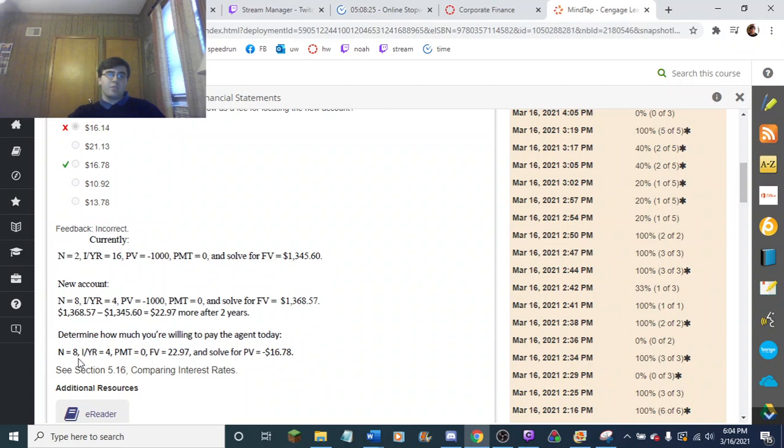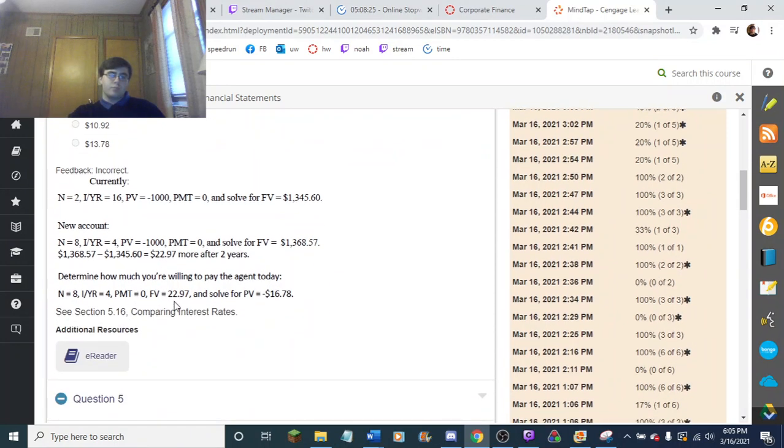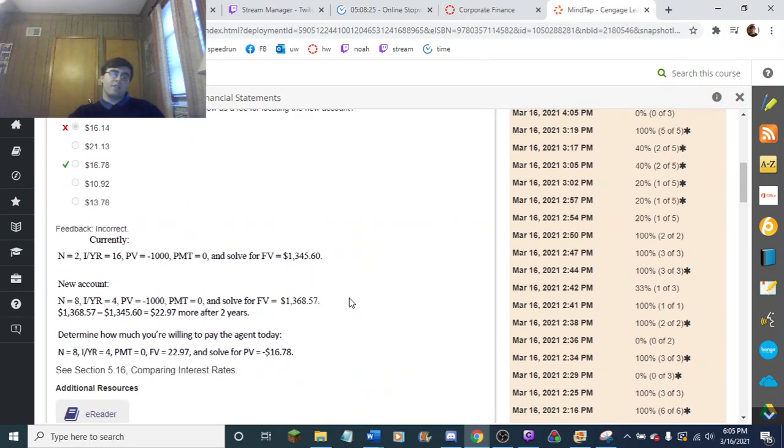The number of years equals 8. The number interest per year is 4. And the future value is 22.97? Oh, I think I know why. It's because the difference between them is actually the future value, and they want you to solve for present value. Why is this?